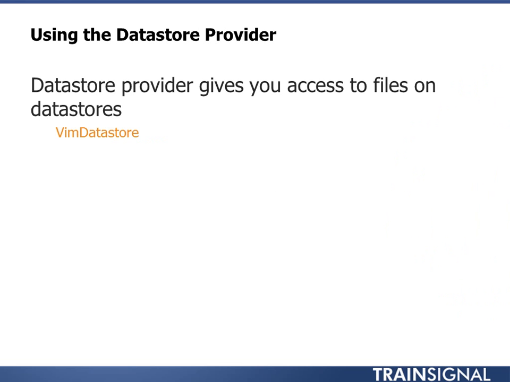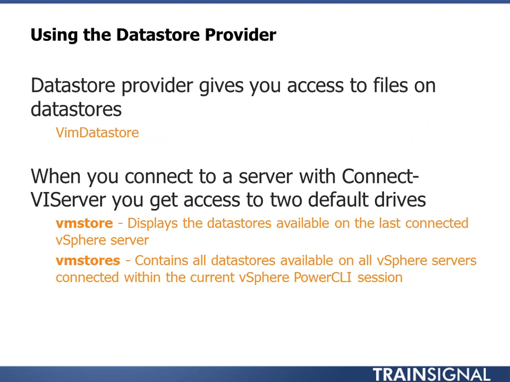There are such a thing as data store providers. Data store providers give you access to files on the data stores. It's called Vim Data Store. And when you connect to a server with Connect-VIServer, you can access what we call two default drives. One is VMStore, which displays the data stores available on the last connected vSphere server, and VMStores, with an S plural, that contains all data stores available on all the servers connected with the current session.